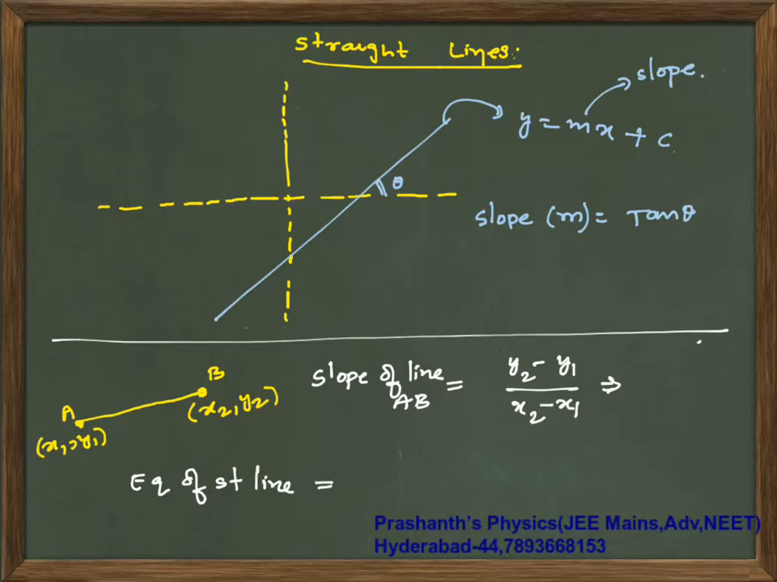For information's sake, your equation of straight line here will be given by y minus y1 by x minus x1 is equal to y2 minus y1 by x2 minus x1, like this. Now this is your basic information which you must have studied while you were in school.